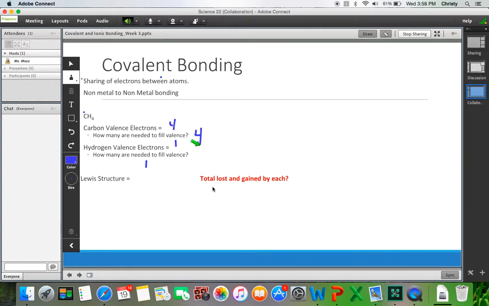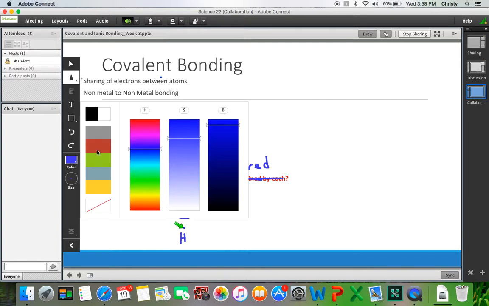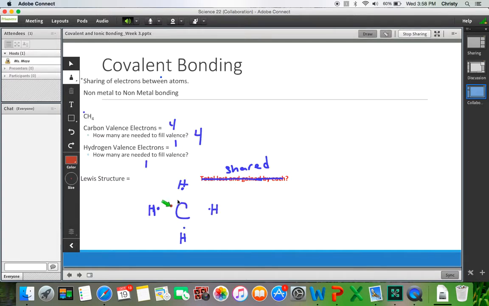So let me draw this out, and this should actually say shared. How many are shared? We're going to put carbon in the middle here, and then we're going to put our hydrogens around it. I'm going to draw the electrons around each element and let them be represented by a dot. Hydrogen has 1, so I'm going to put 1 dot around each hydrogen. Carbon has 4, so I start here: 1 dot, 2 dots, 3 dots, 4 dots. Those dots represent the electrons.